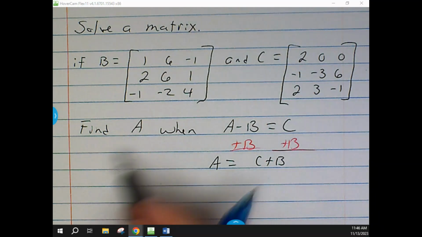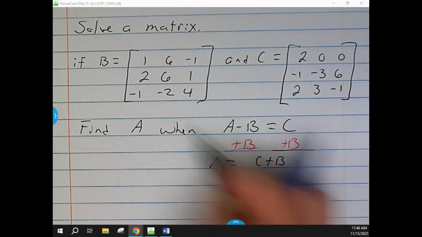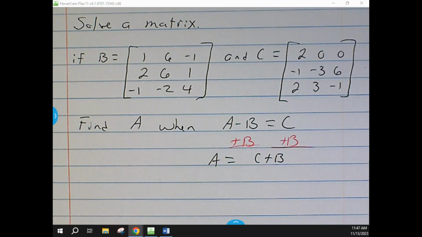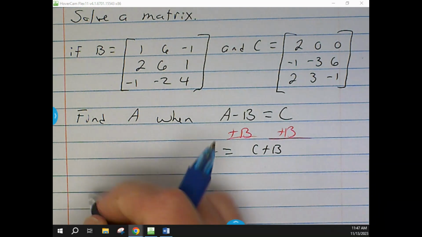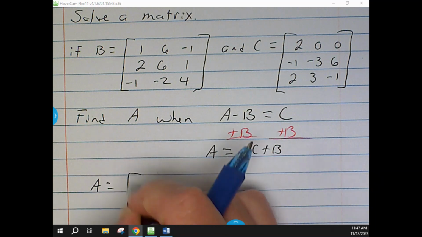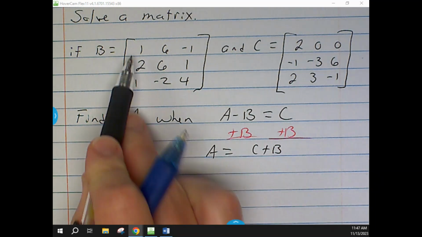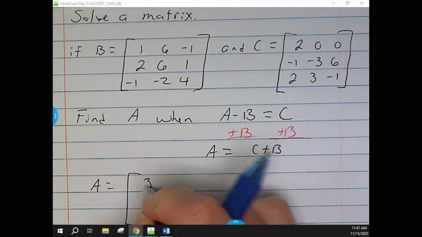So to figure out what A is, we just got to take C and B and add those two things together. Okay. And because it's addition, you may not actually have to write out all the steps on it. So for this part of it, we can probably just go ahead and do that. So for A in this case, we're just going to add B and C together. So that's 1 plus 2. So that's 3.